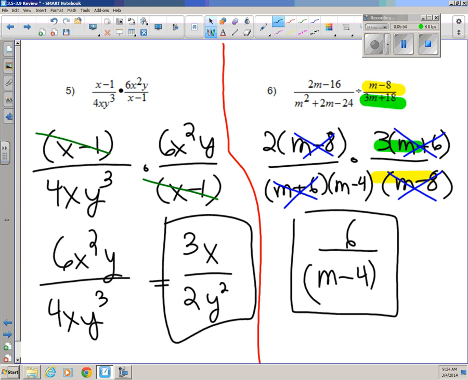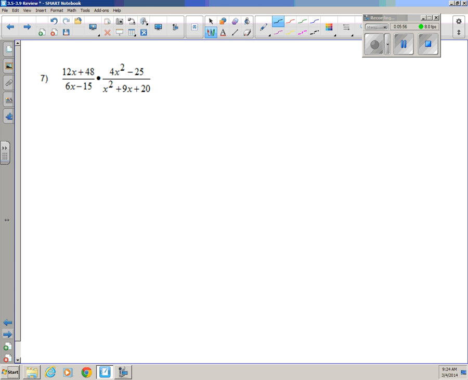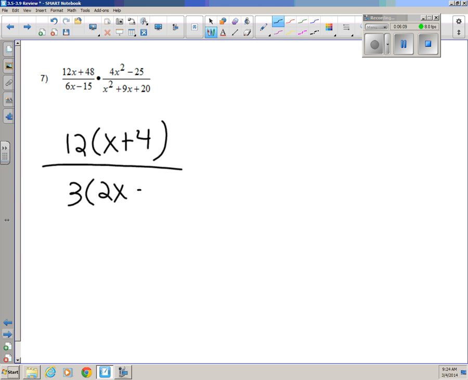Alrighty, we are now on to 7. Multiplication, keep as is. Factor the top. Your GCF up top left is going to be 12 with x plus 4. Your GCF on the bottom is going to be 3 with a 2x minus 5. Top right is dots. First time we've seen dots today.